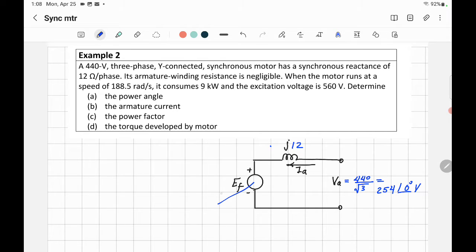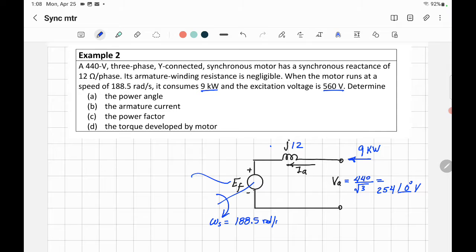If this is a shaft and you have a speed, usually, or not usually, always, it will be the synchronous speed, omega s, which is equal to 188.5, and of course it's radian per second. What else is given here? It consumes 9 kilowatt. It means the stator is taking 9 kilowatt. And the excitation voltage is 560 volt. That's also line to line.